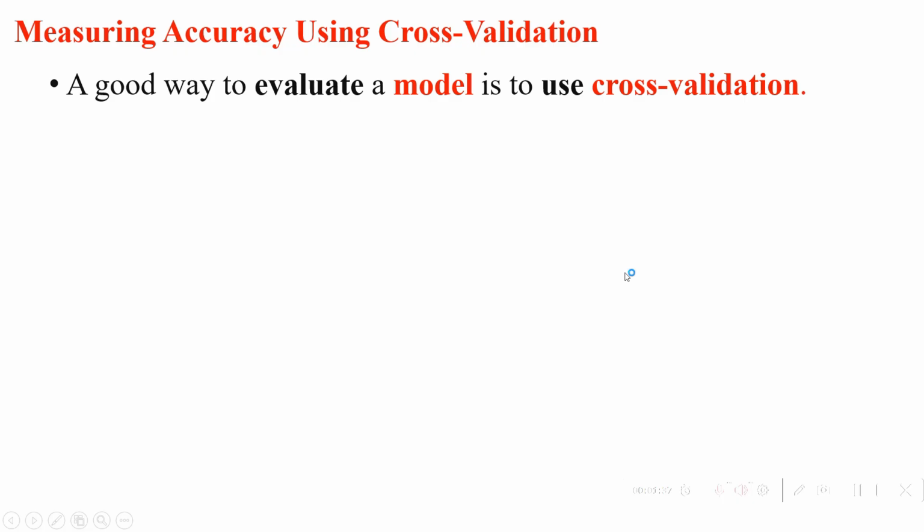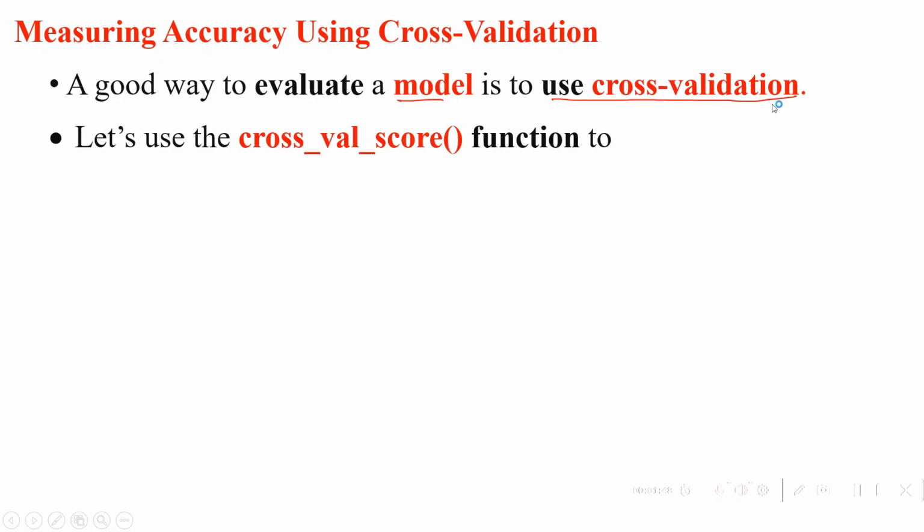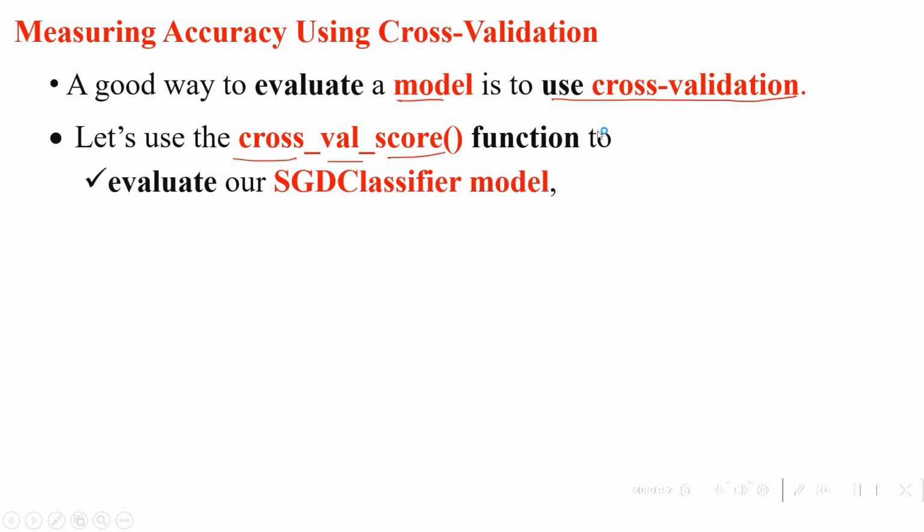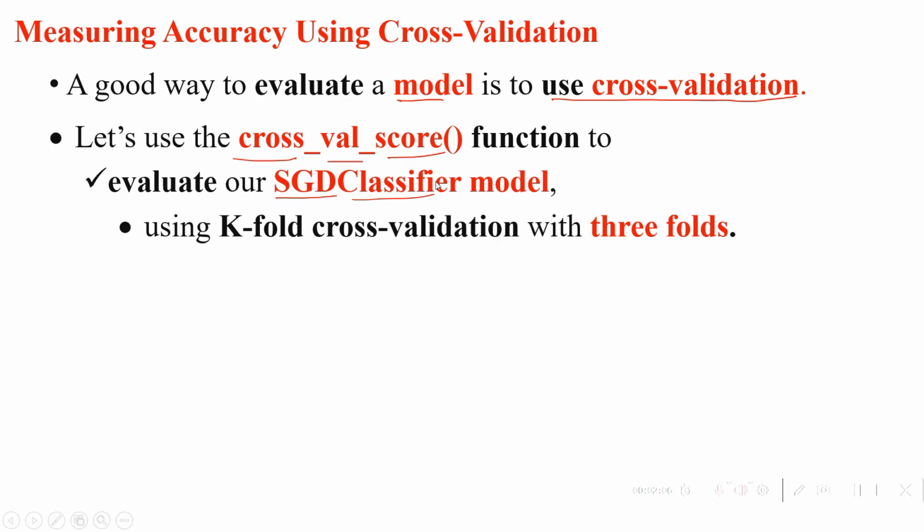Now in this video we are going to discuss measuring accuracy using cross validation. A good way to evaluate the model is to use cross validation. Based on cross validation we find out the accuracy of the model. We use the cross_val_score function to evaluate our model, which here is the stochastic gradient descent classifier, using KFold cross validation with 3 folds.